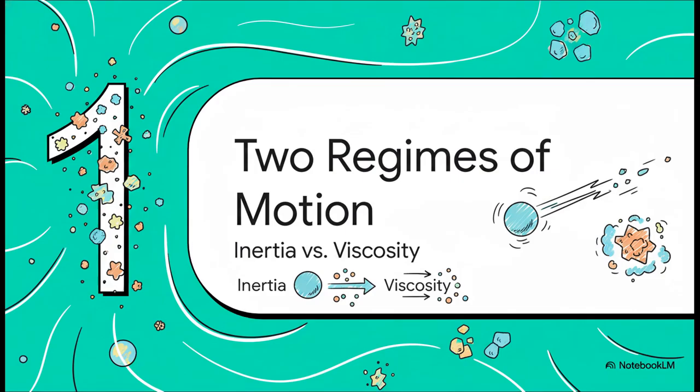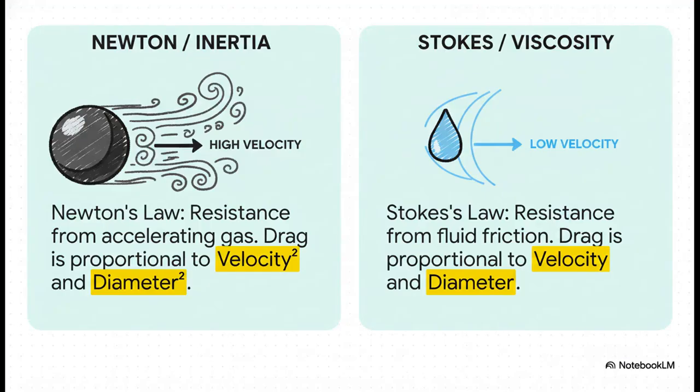So, first things first. To get a handle on how any particle moves through a gas, you've got to understand this fundamental conflict. It's a constant tug of war between two forces, inertia and viscosity. One of them is always in charge. And this slide lays out the two big players perfectly. On one side, you've got Newton's law. This is for the big, fast stuff, like cannonballs. Here, inertia is king. The main source of drag is just the sheer effort of shoving air molecules out of the way.